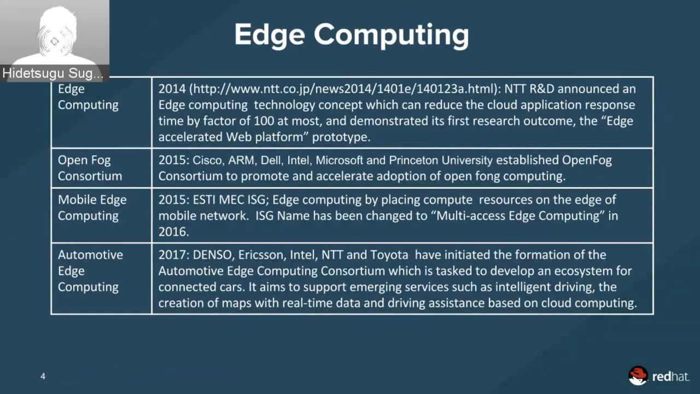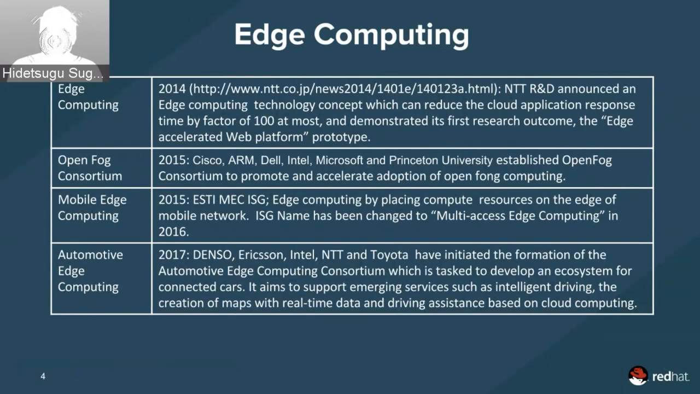There are several activities relating to edge computing development. In early 2014, NTT R&D announced the edge computing technology concept, which can reduce cloud application response time to 10 milliseconds by collocating an edge server at the Telco Edge node. Cisco has also been spending a lot of time developing fog computing since 2013 for the Internet of Everything, as you know. This also covers edge computing.